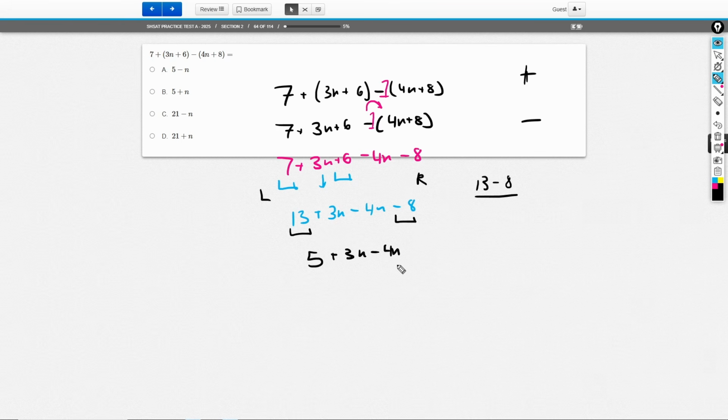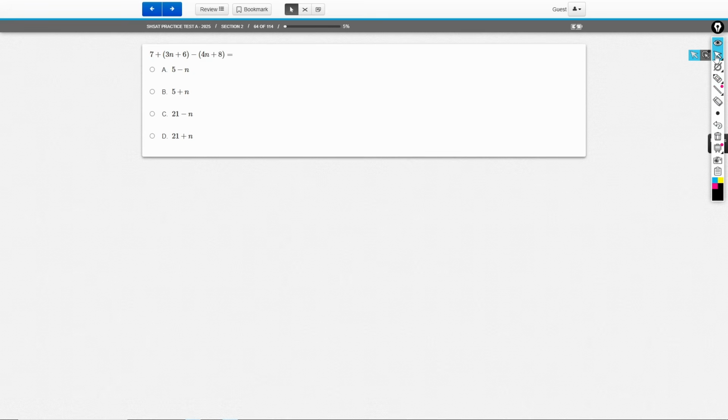And now I can combine the last like term, which are the variables. So you can never combine a number with a variable, only variable with variable, and number with number. So 3n minus 4n, well, think about it as 3 minus 4. 3 minus 4 is equal to -1. So that means that 3n minus 4n has to equal -n, right? Whenever it's a 1, just replace the 1 with the variable. So this is 5 minus n, which is going to be choice A, right?